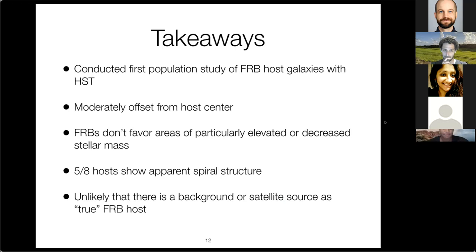Not in the 5 of the 8 hosts that she has showed, but then for the other 2 hosts, the localization is not as precise as those 5 hosts, so we can't really say anything, because it's not sub arcseconds, it's still arcsecond localization.